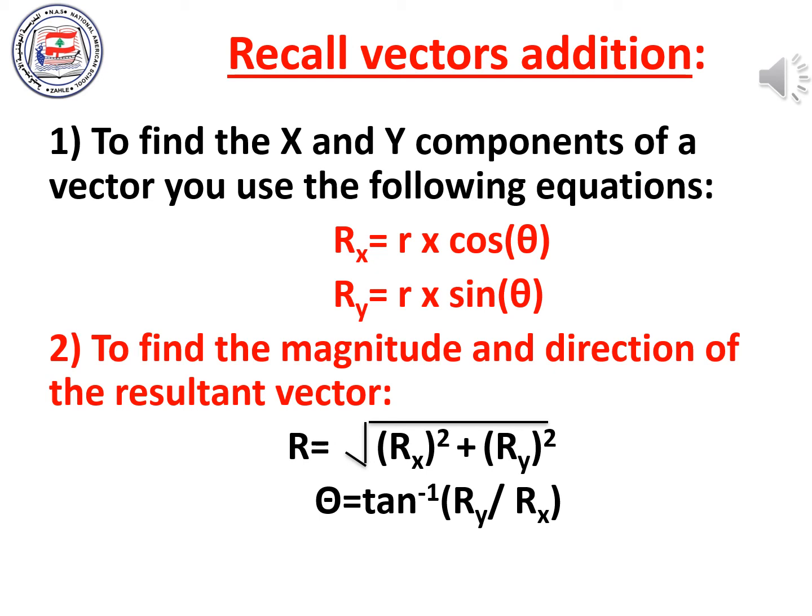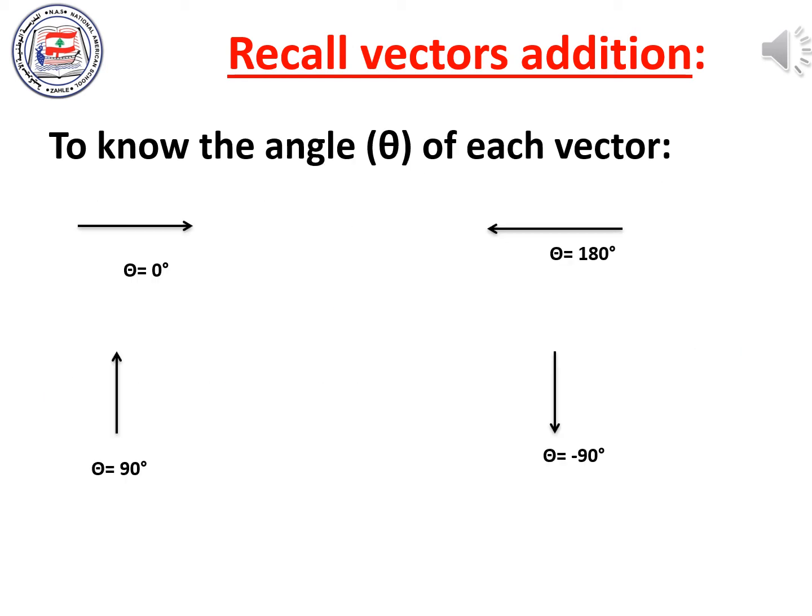Tangent minus 1, when we want to put it on the calculator, we press shift tangent and not tangent to the power minus 1. Shift tangent, we get minus 1, and then we put the values of the y component over the x component. In order to know the angle of each vector, you follow the rules that I stated in front of you.